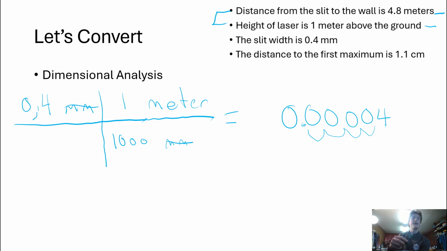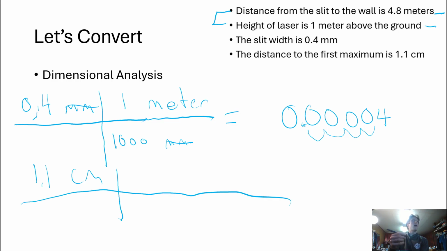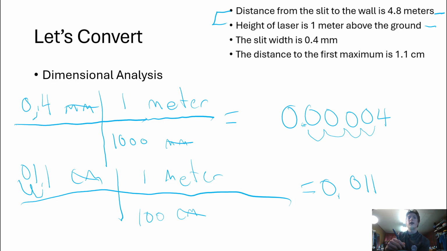And then we also have to find the distance of the first maximum. The first maximum is 1.1 centimeters. We'll use dimensional analysis again. How many centimeters are in 1 meter? There's 100 centimeters in 1 meter. So we'll say centimeters and centimeters cancel out. What's 1.1 divided by 100? Basically, all we have to do is put this dot back 2 places, and we get 0.011 meters. This is also in meters, so we can put meters right here.